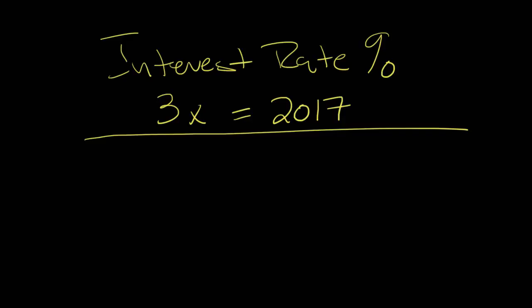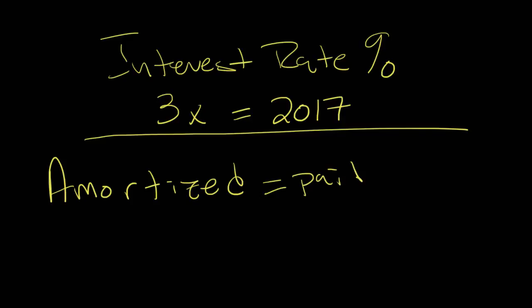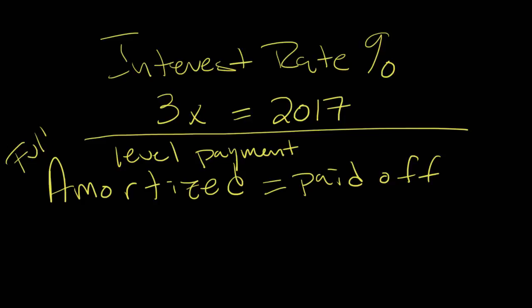So I just want to drive home one other point about the level payment loan, which is that clearly at the end of the loan term, we'll just call that 30 years for now, it's going to be fully amortized. In other words, you paid it off. You paid it off with a level payment loan. So a level payment loan, just going to write that down here again to drive home this point for you. Level payment loan is fully amortized.